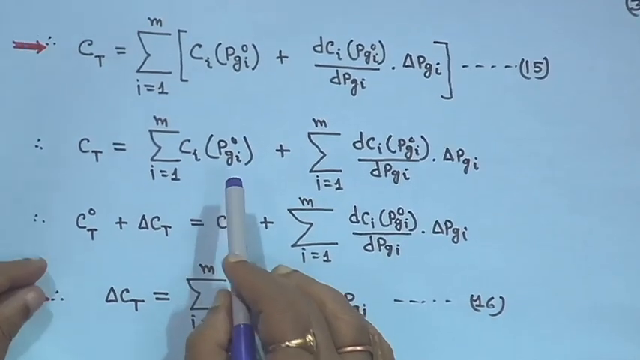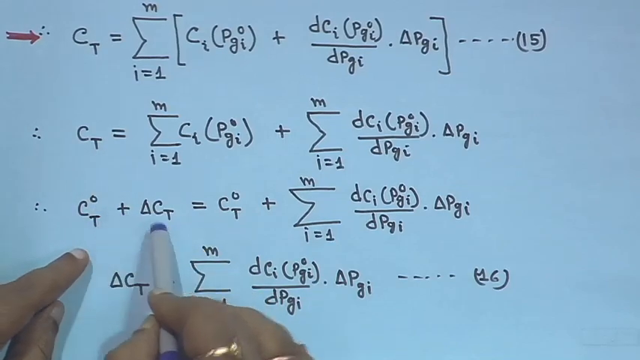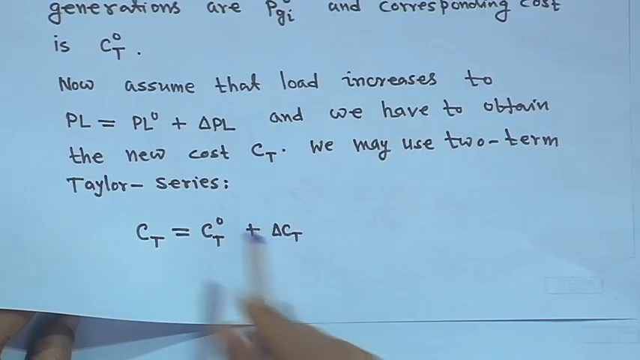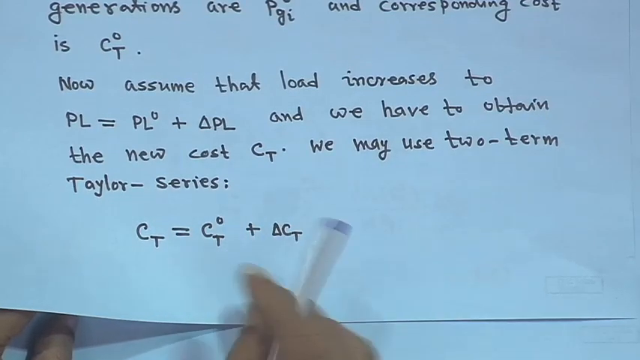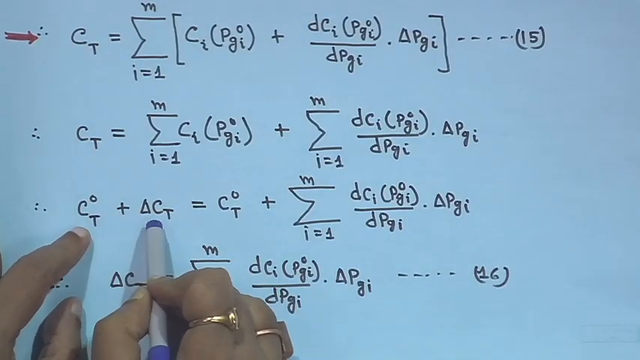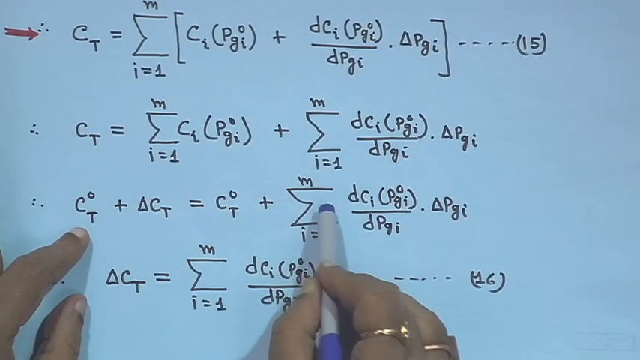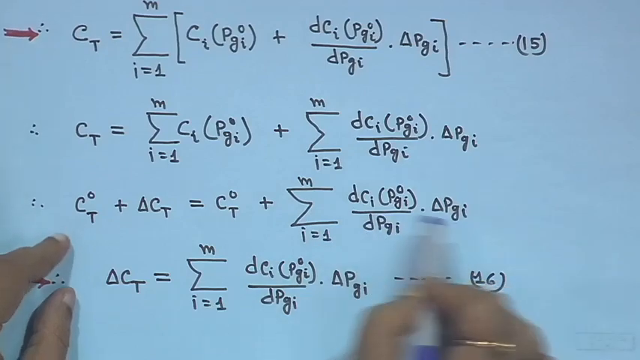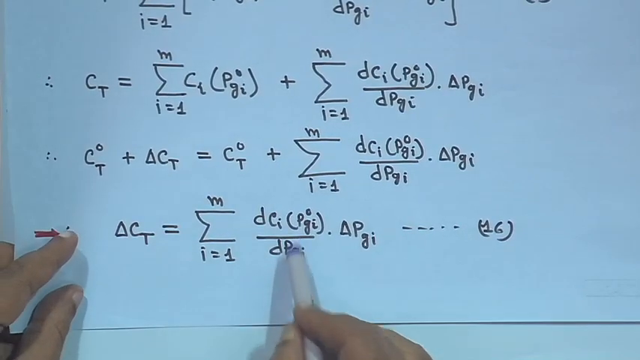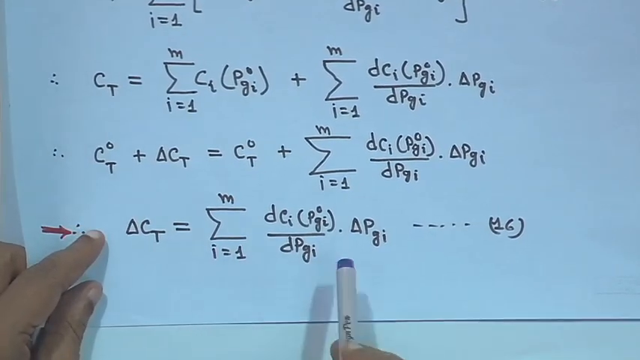So, this term is actually CT0. Therefore, CT is equal to CT0 plus delta CT, and this is equal to CT0 plus the sum over i equal to 1 to m of dCi/dPgi into delta Pgi. So, CT0 will be cancelled, therefore delta CT will be the sum over i equal to 1 to m of dCi/dPgi into delta Pgi, this is equation 16.